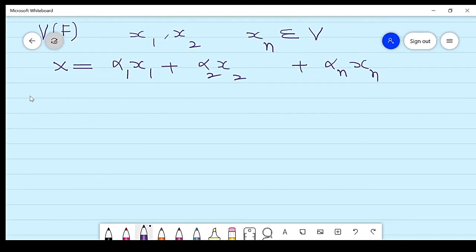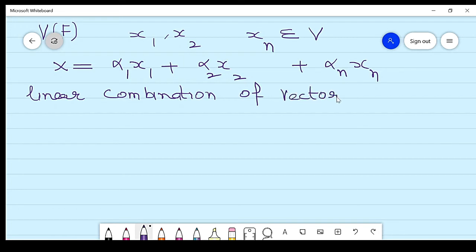So this is called a linear combination of vectors x1, x2, up to xn, where alpha i belongs to the field. These are scalars. So this is called a linear combination of vectors.